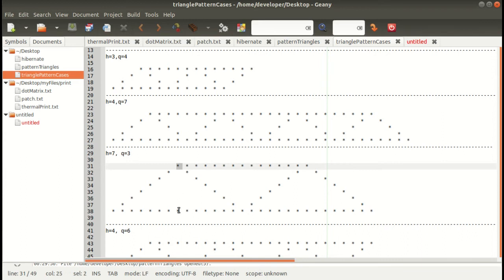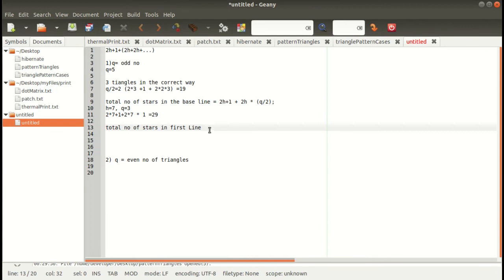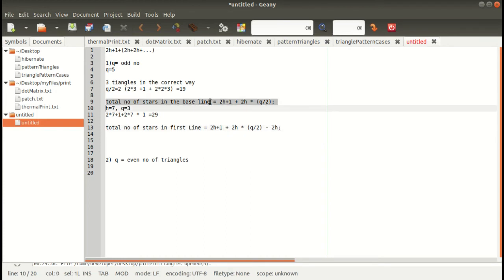See, total number of stars in the baseline minus number of stars to the left of the apex of the first triangle. This will be obviously h. Also these stars we need to remove. This is 1h, so h plus h, 2h. Now we need to remove 2h stars from this. Simple. Minus 2h. You can simplify these expressions also, but if we simplify this, we will get 2h plus 1 plus hq.